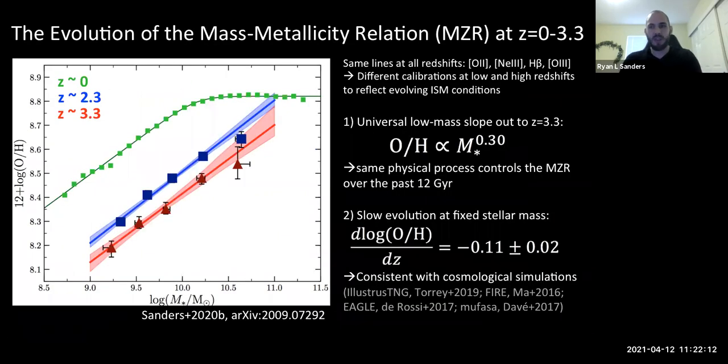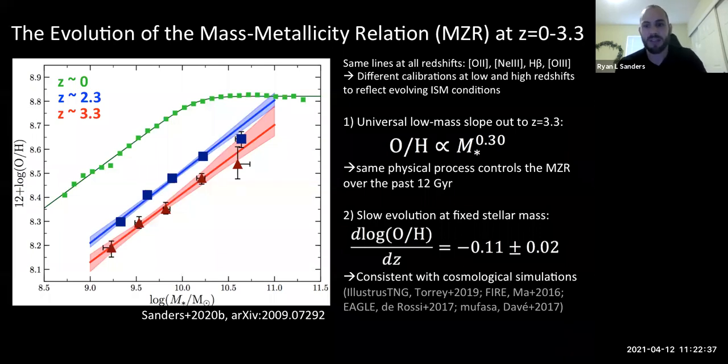So if we put this all together, we can start to look at the evolution of this relationship with time. So I'm showing here from redshift 0 up to redshift 3, the mass metallicity relation. We find some really interesting things here. First off, we find that the low mass slope of the mass metallicity relation is actually remarkably redshift invariant. And this is something that a lot of earlier studies didn't see because of different biases in their sample selection or the way they were determining the metallicities.